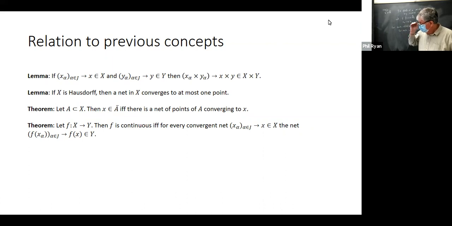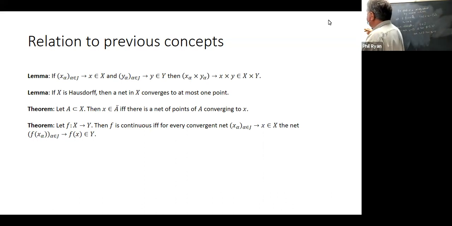So we use the fact that f is continuous. So if f is continuous, any neighborhood of f of x, its pre-image is going to be a neighborhood of x. So it's actually going to be the same index that's going to work for the same net. So f is continuous.